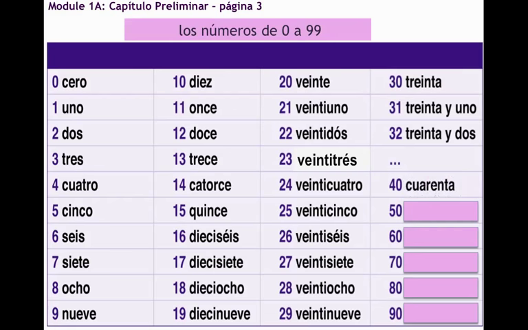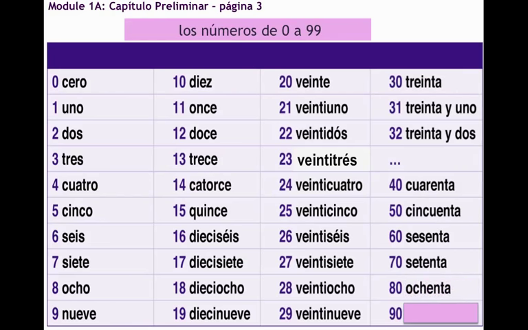Let's continue. Cuarenta, cincuenta, sesenta, setenta, ochenta, noventa. Pause for a moment, and look at the similarities between cuatro, cuarenta, cinco, cincuenta, seis, sesenta, siete, setenta. So notice the T in setenta like the T in siete. Ochenta, noventa. So look at those connections and notice those.